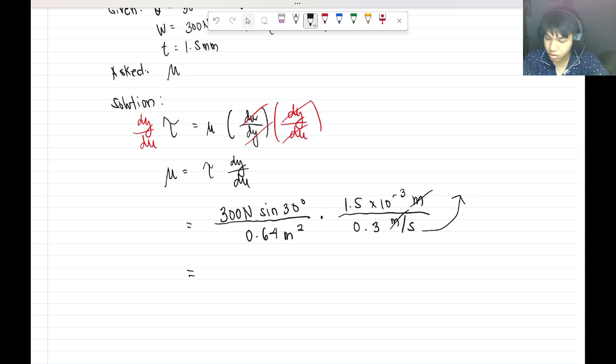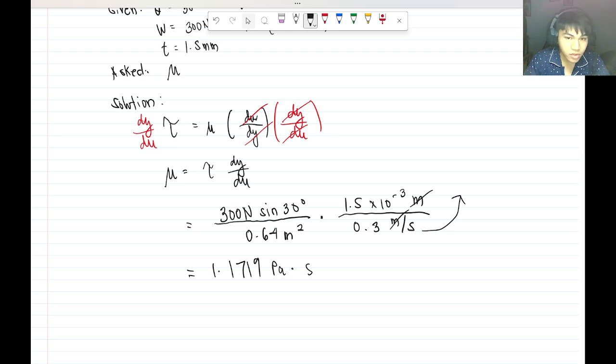100 sine 30, and then we have 1.5 times 10 to the negative 3. Yeah, so we'll have 1.171. That is 87, so let's just round it off to 9. And the unit is pascals, and we have a second there, so that would be Pascal second. Okay, that's the unit for the dynamic viscosity, Pascal second.